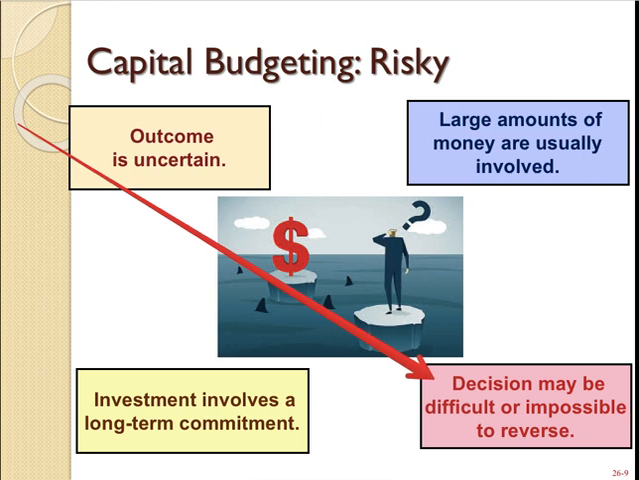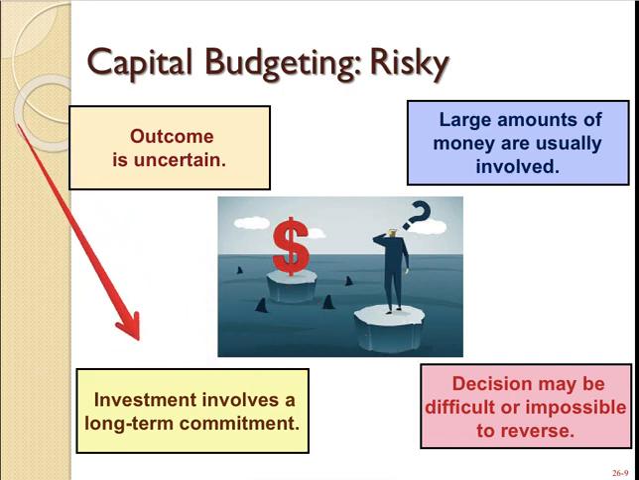And it's also risky because the decision may be difficult or even impossible to reverse. Okay, think about it. When you start construction on a new building and it's built, you're kind of stuck with it. You can't take it to the store to return it like you would if you bought too many supplies at Office Depot, where you just take some of it back. No, we're talking about a building. You can't just take a building back to a store to return it. So whatever you're doing, you're kind of stuck with. It's very difficult to undo some of these capital budgeting decisions.